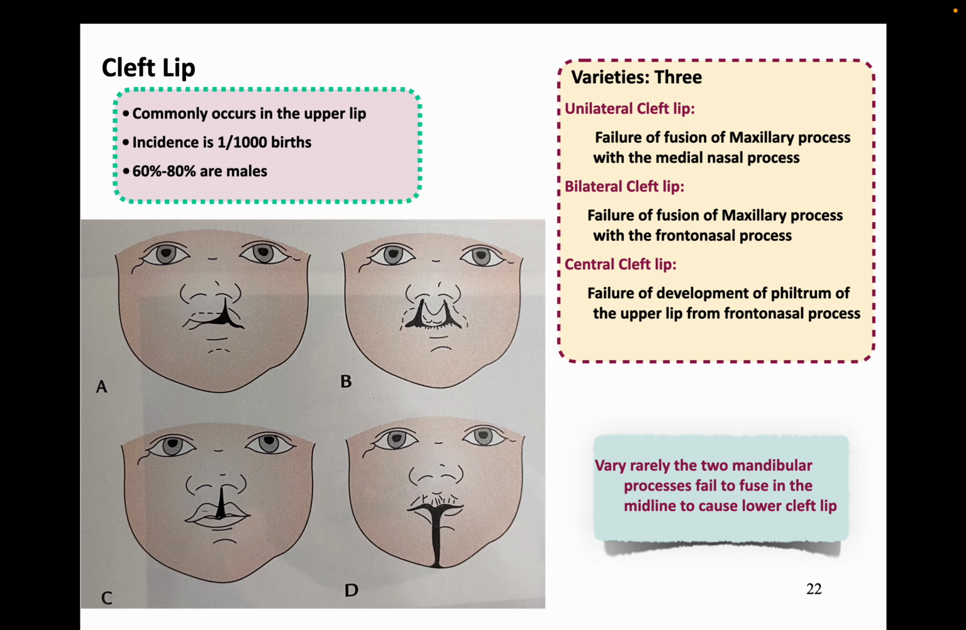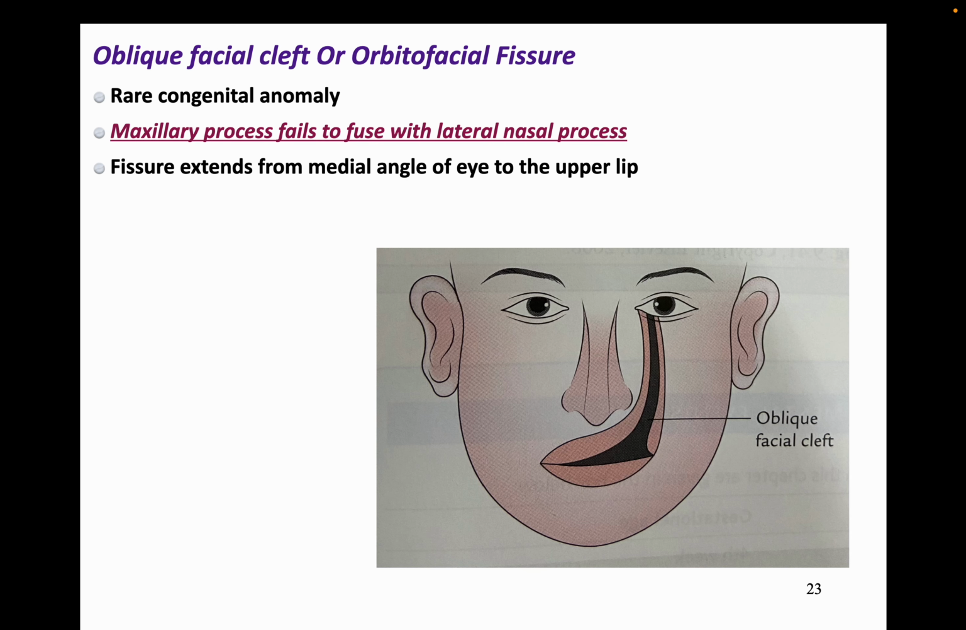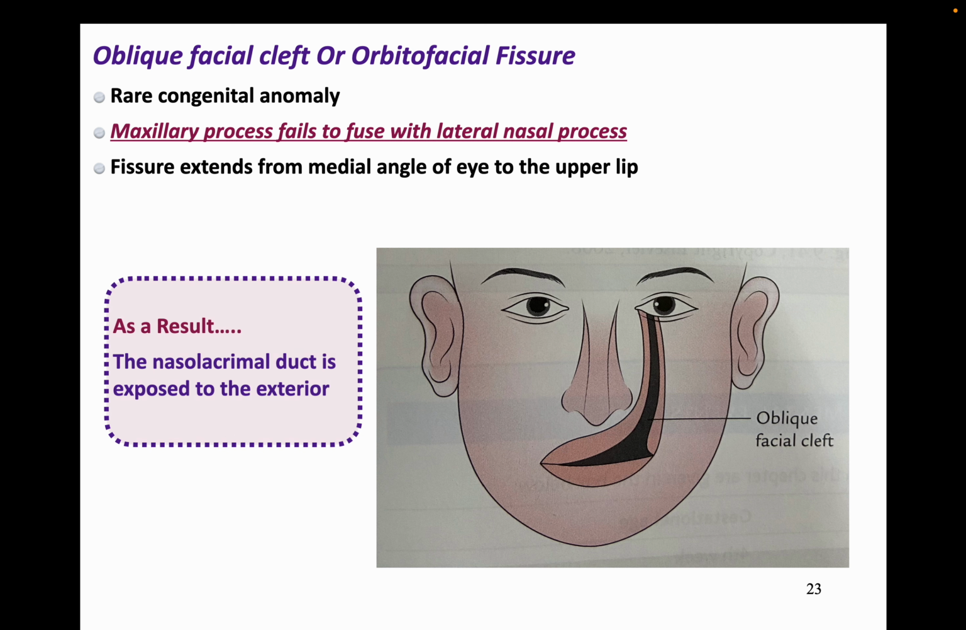Very rarely the two mandibular processes fail to fuse in the midline to cause the lower cleft lip. So normally these lip anomalies are seen: unilateral, then bilateral, and central. Oblique facial cleft or orbitofacial fissure is a rare congenital anomaly in which the maxillary process fails to fuse with the lateral nasal process. The fissure extends from the medial angle of the eye to the upper lip. As a result, the nasolacrimal duct is exposed to the exterior.